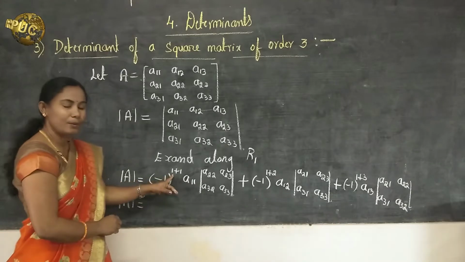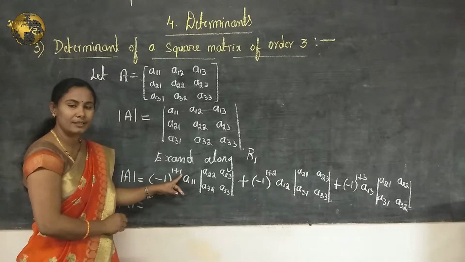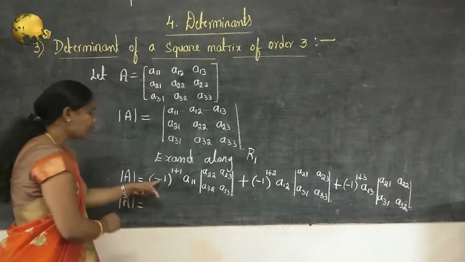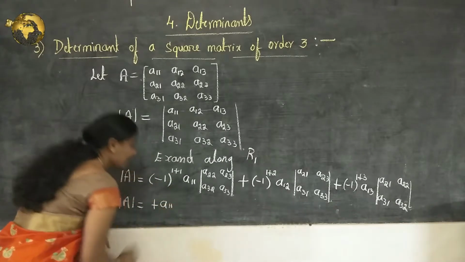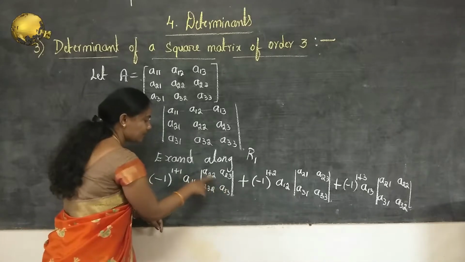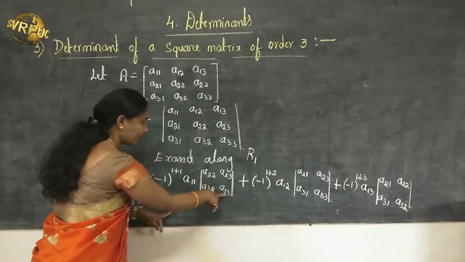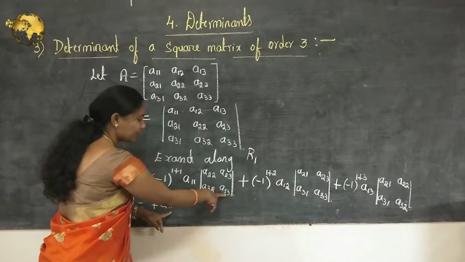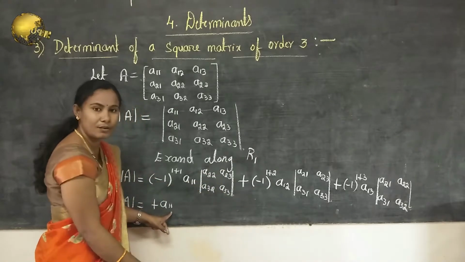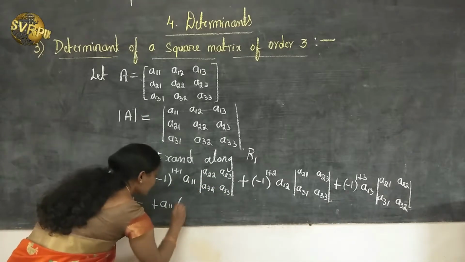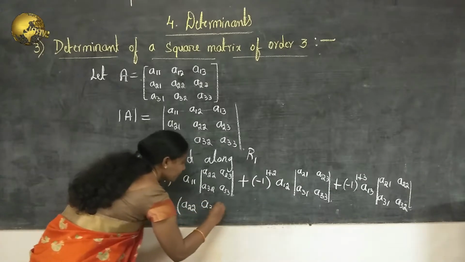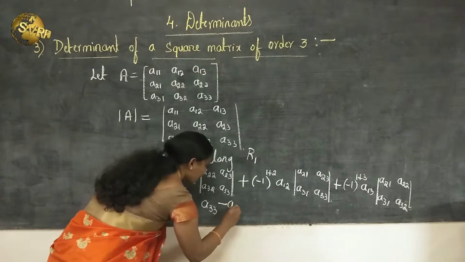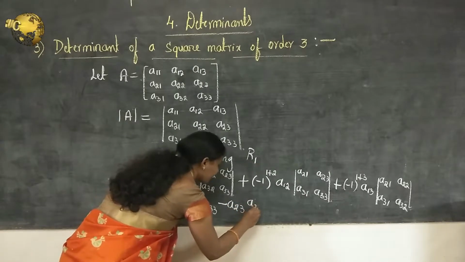So minus 1 to the power of 1 plus 1. 1 plus 1 is an even number, so we get plus 1 only. So plus A11, the same element, and then expand this. So A22 into A33, that is the product of diagonal elements, minus the product of non-diagonal elements, A23 into A32.